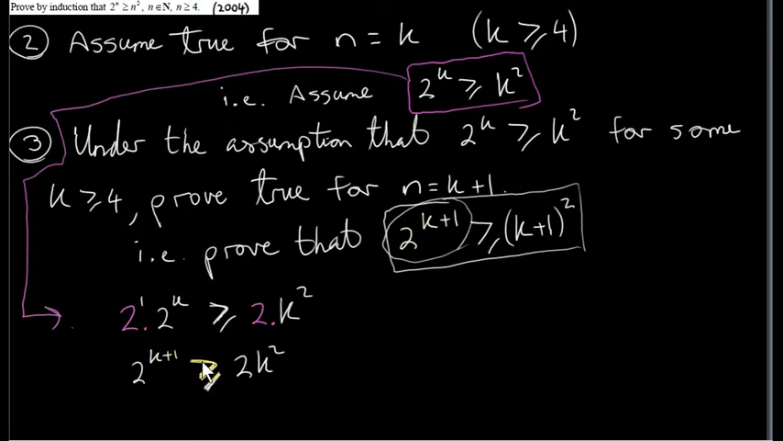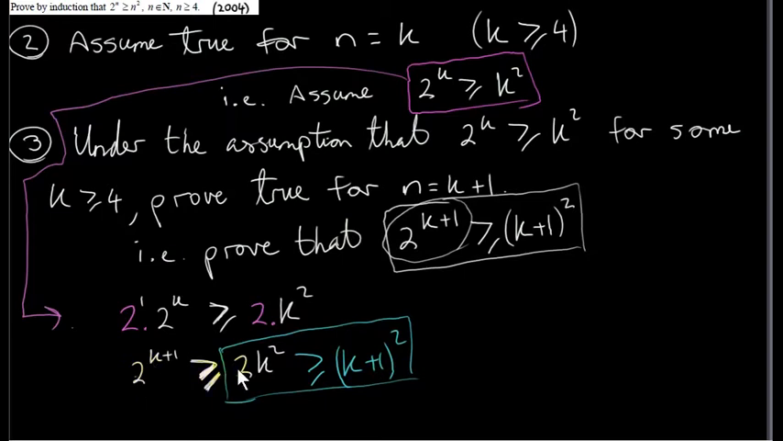So if we can prove that 2k squared is greater than or equal to the right hand side of this, k plus 1 squared, then we're done. Because if 2k squared is greater than or equal to k plus 1 squared, if this is true under our assumption, then 2 to the power of k plus 1 is automatically greater than or equal to k plus 1 squared, because 2 to the k plus 1 is, under the assumption, greater than or equal to 2k squared. So we just need to look at this here, this highlighted inequality.